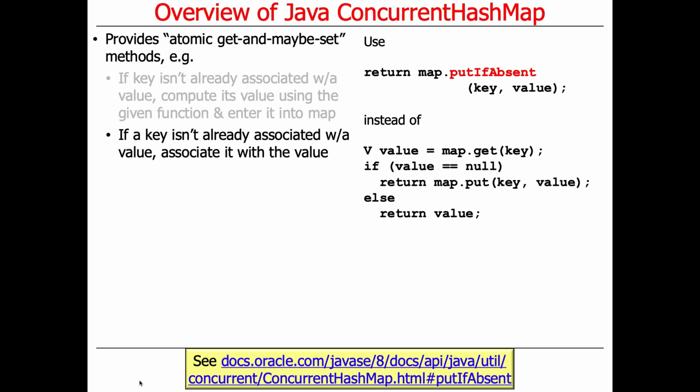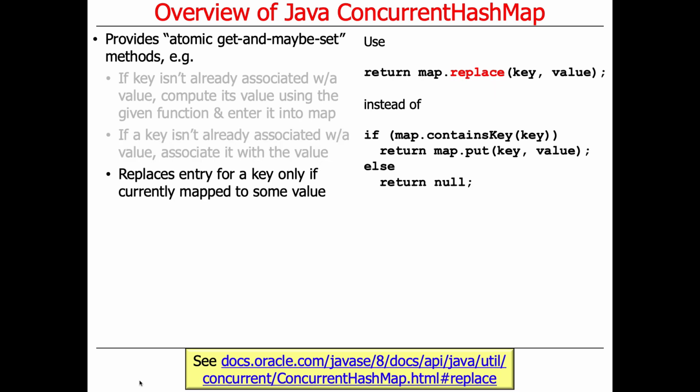Here's another one. This is putIfAbsent. If the key isn't already associated with a value, associate it with that value. What this says is if there is nothing in the map with that key, go ahead and put it in there. Otherwise, don't do anything. If it's not absent, just return the value. So here's what it looks like. You look up the key in the map. If you find it null, put the key in the map and return what you put in there, otherwise return what was already there.